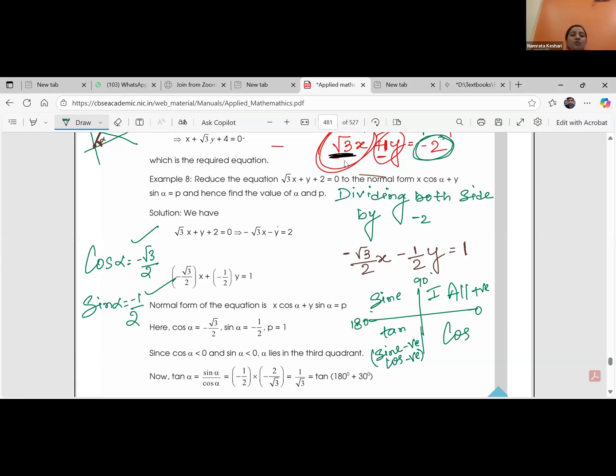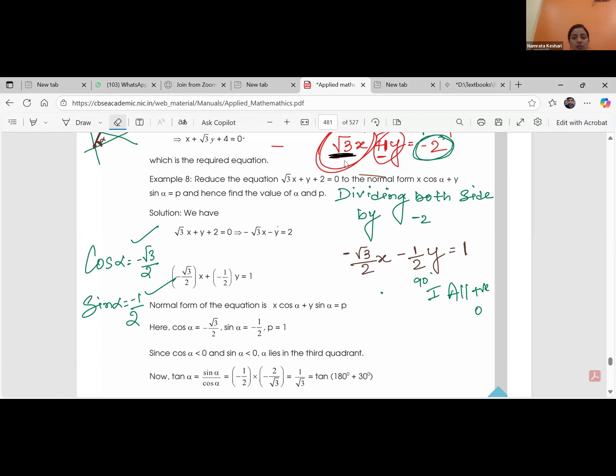So we are thinking about 180 plus theta, or maybe 270 minus theta. Yes or no? Okay, so we will be taking 180 plus theta, or 270 minus theta, so that our cos and sine both come out as negative values. We are thinking about the third quadrant. Here the knowledge of trigonometry is required.